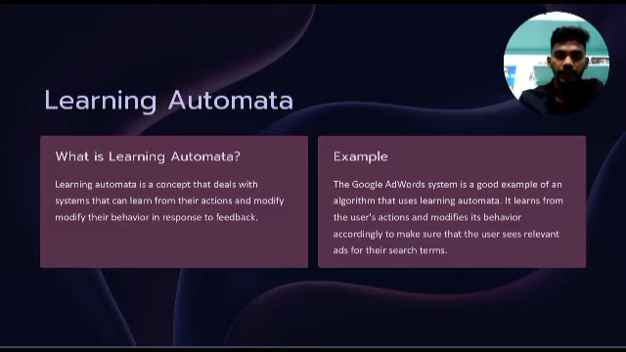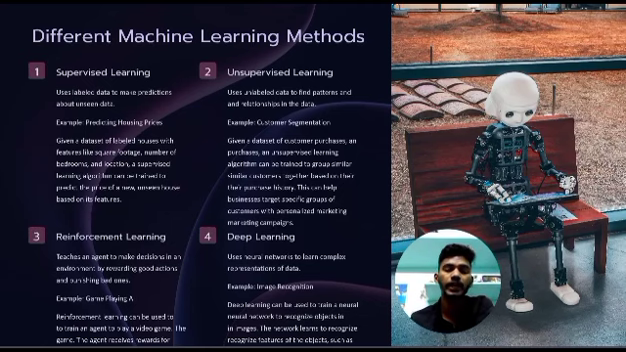Okay, next we can see the different machine learning methods one by one. First of all, supervised learning uses labeled data to make predictions about unseen data. Example, predicting house prices. Given a dataset of labeled houses and features like square footage, number of bedrooms, and location, a supervised learning algorithm can be trained to predict the price of new unseen houses based on the features.